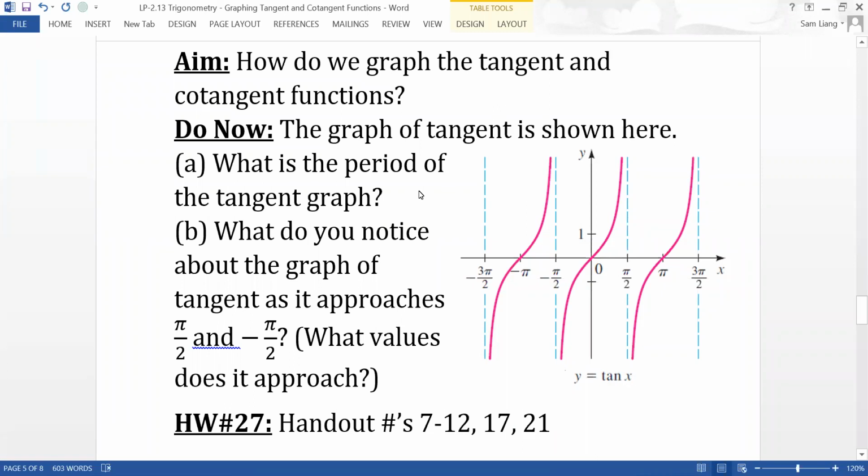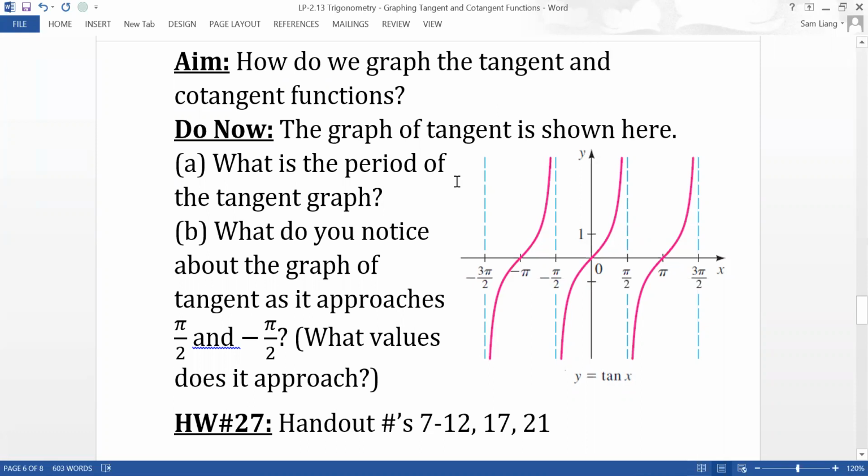All right, so thank you for that. Did anyone answer part A? Like, what would you say the period of the tangent graph is? In other words, how long does it take for tangent to complete one cycle? I guess I would say pi, maybe. Pi? Okay. Yeah.